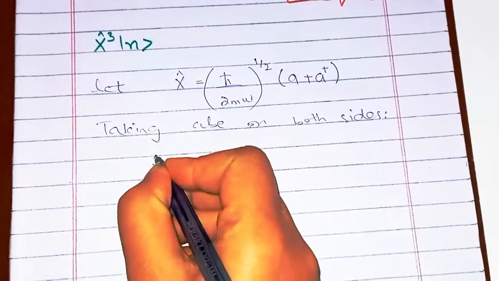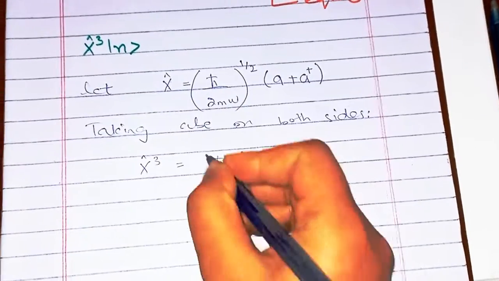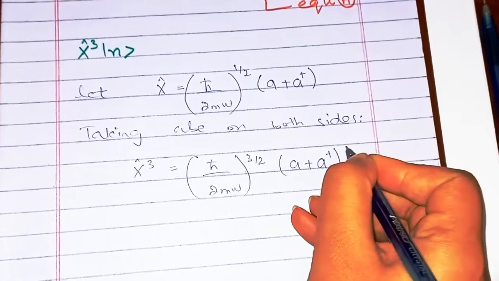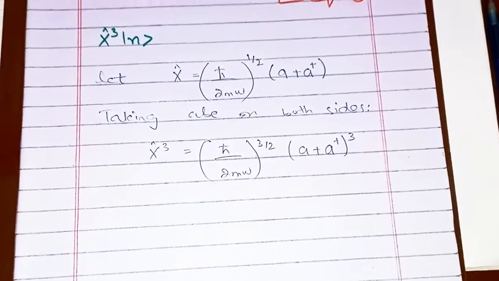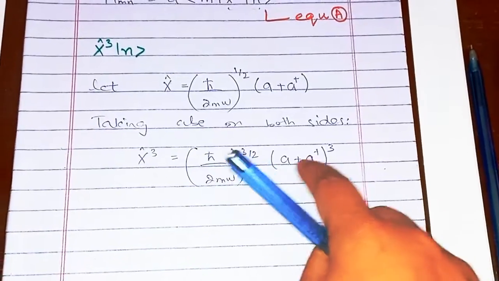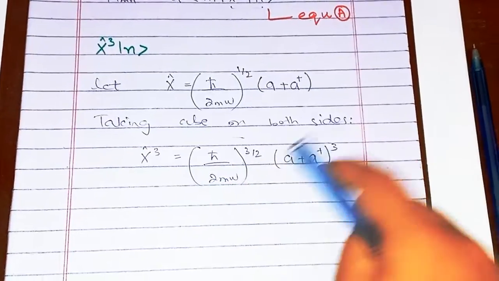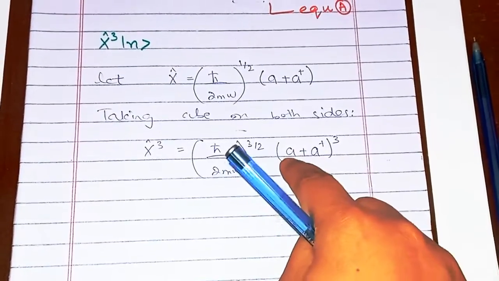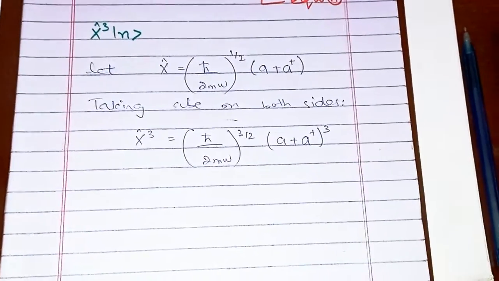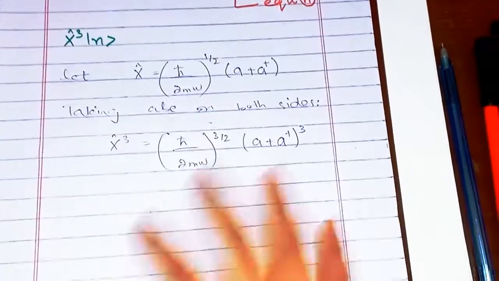Since it becomes x cube, that is equal to (ħ/2mω)^(3/2) times (a + a†) whole cube. All right, so we have this situation right now. Now we need to calculate this thing, because that is something new to us. This is a constant and these are operators. Let's open this cube and see what it equals, and then we can apply this thing right here to calculate it. So let's do that.